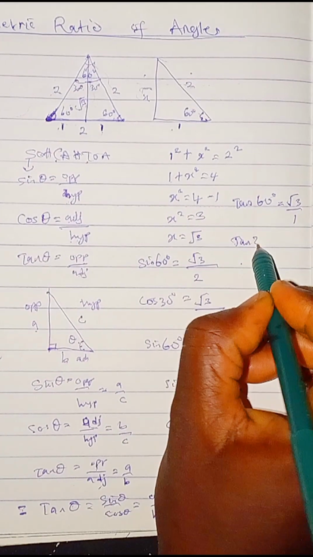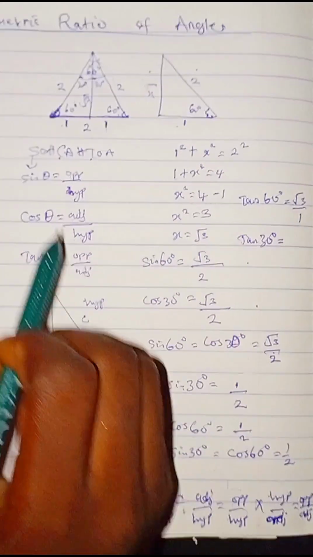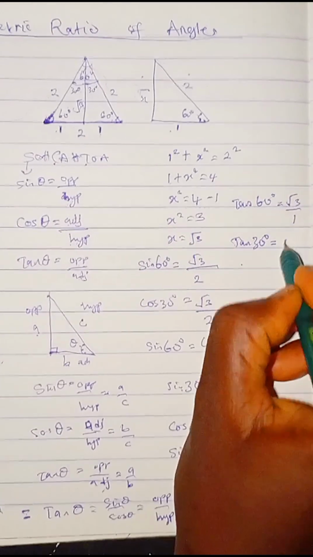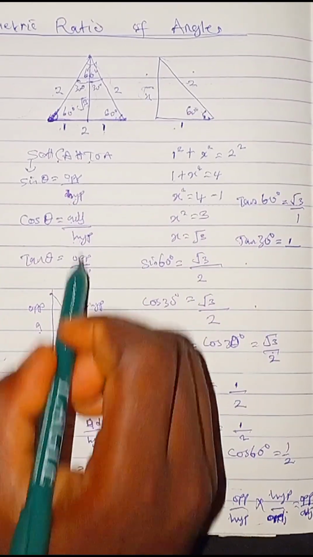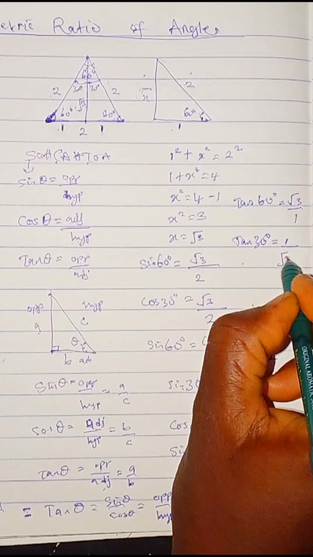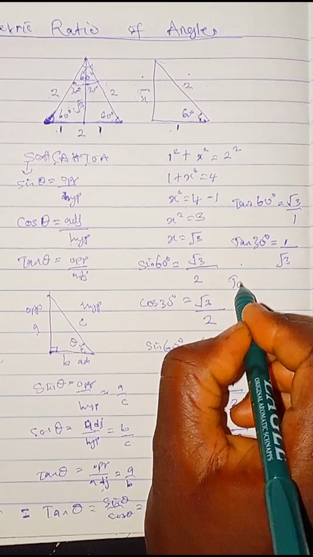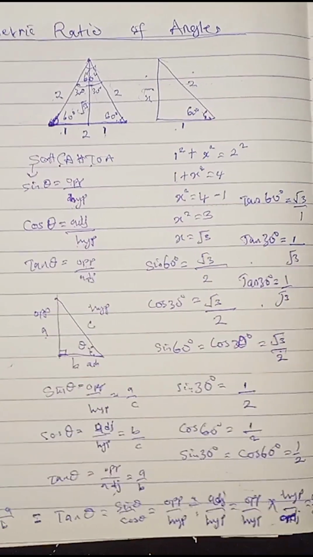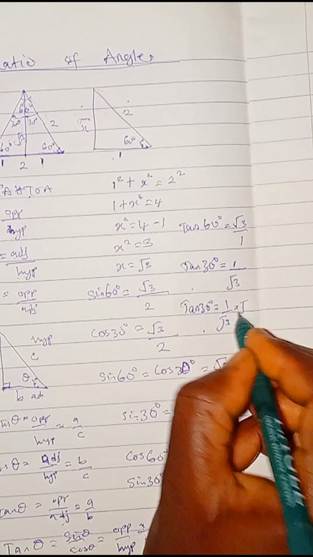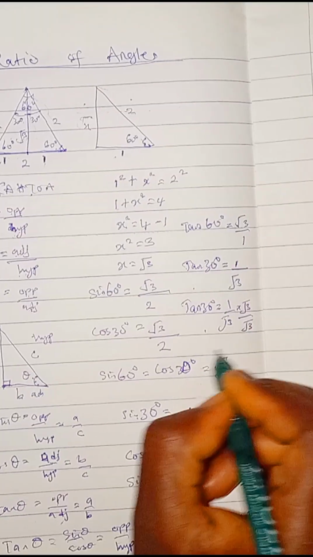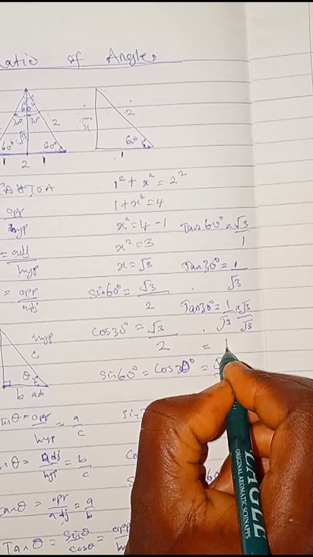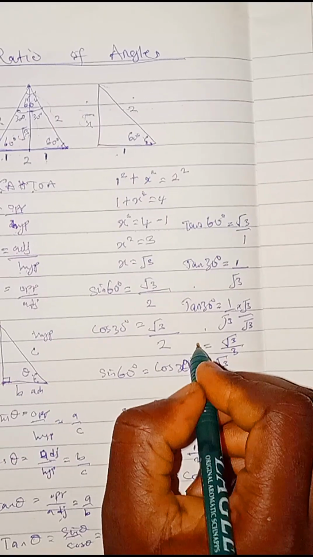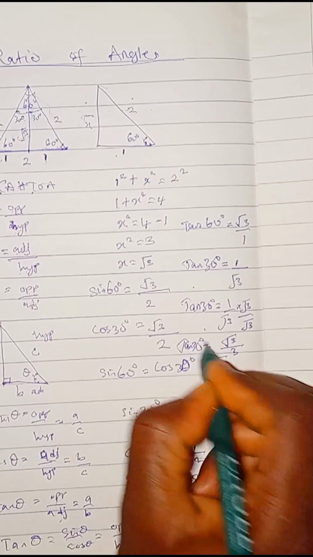What is tan 30 degrees? This is 30. Using this opposite, 1, over the adjacent, this is the adjacent, square root of 3. So if you rationalize, multiply square root of 3 by square root of 3 over square root of 3. You have tan 30 degrees to be square root of 3 over 3.